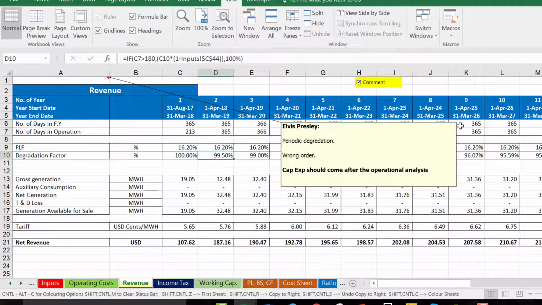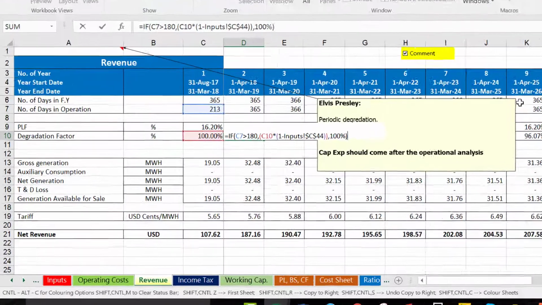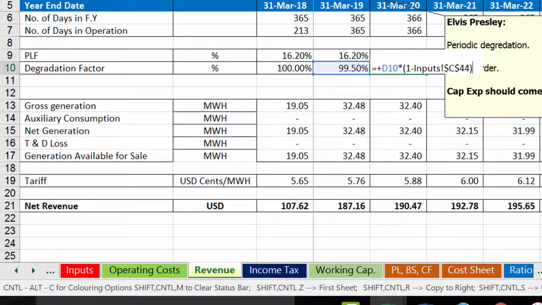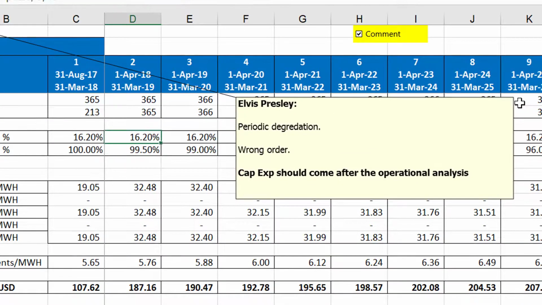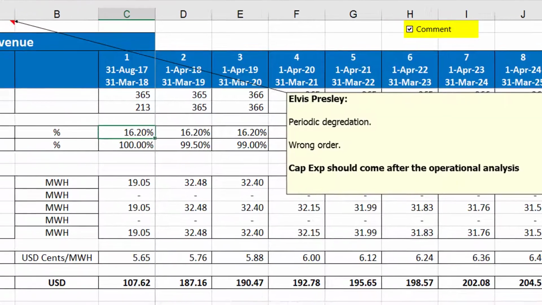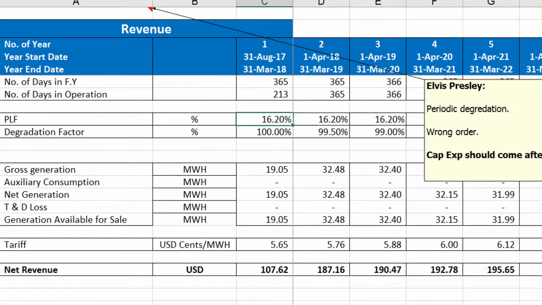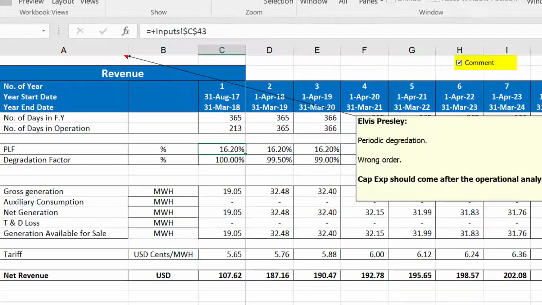When they did some degradation, this was way too complicated and unnecessary a formula, and this is a total crime that this formula is different than this one. Oh my gosh. The formulas better be consistent across the page. Okay? And this one, if it comes from the plant load factor, here, I'm going to press Shift Alt C.